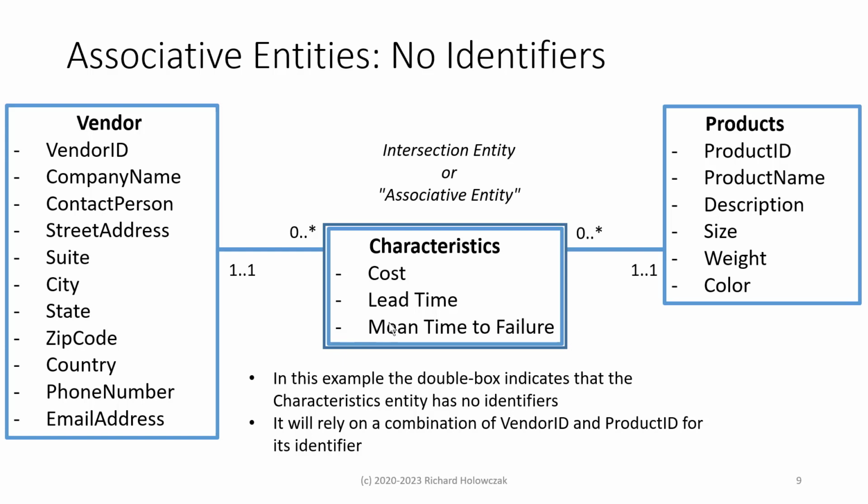Later on, we'll combine vendor ID and product ID, and those will be together with characteristics in the database. We don't need to do it now, we just need to put the double box around it so that the database developers will understand what to do in the next step.